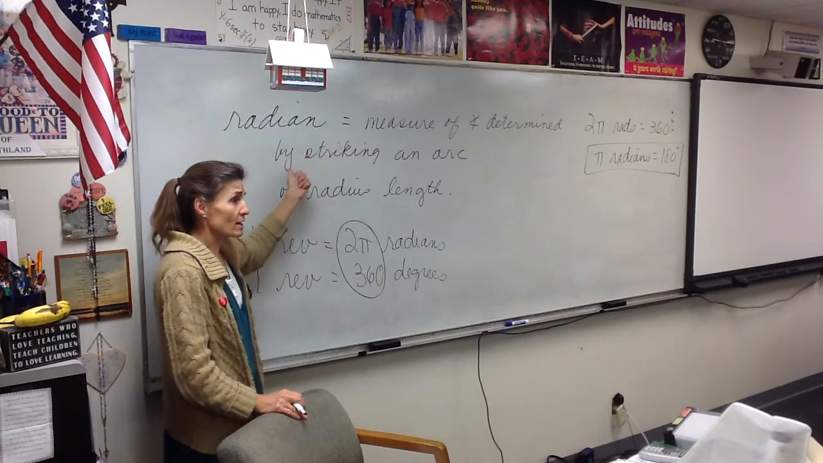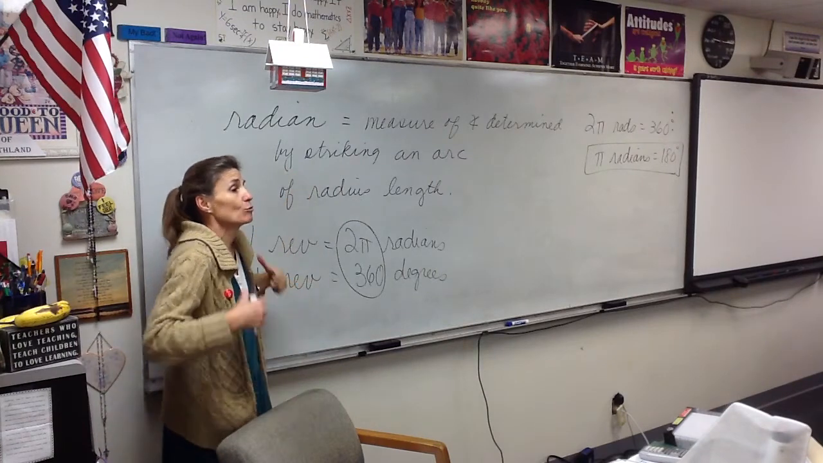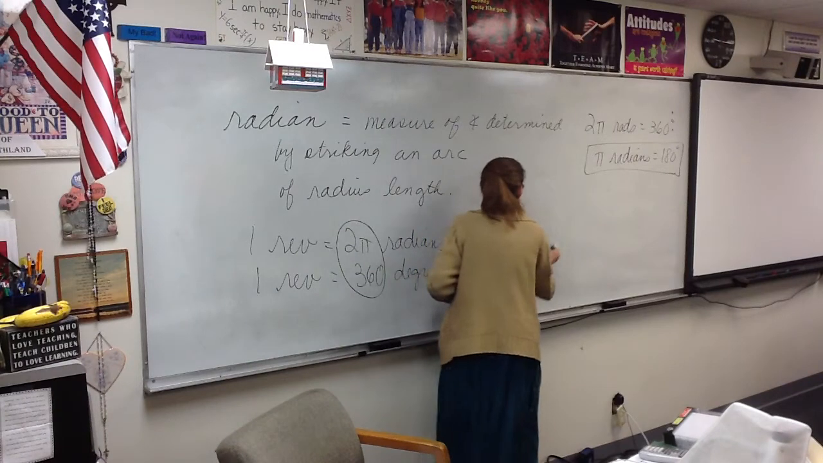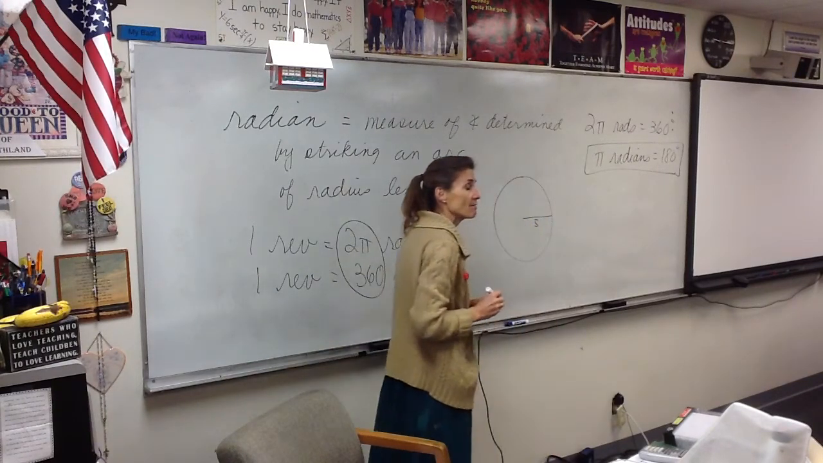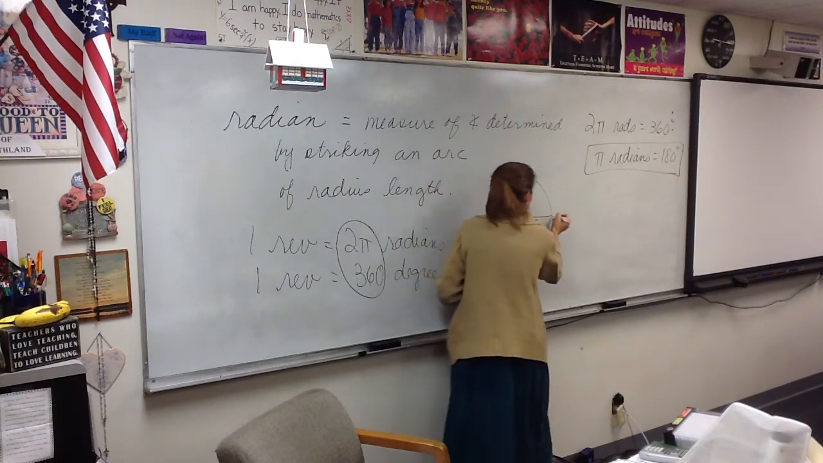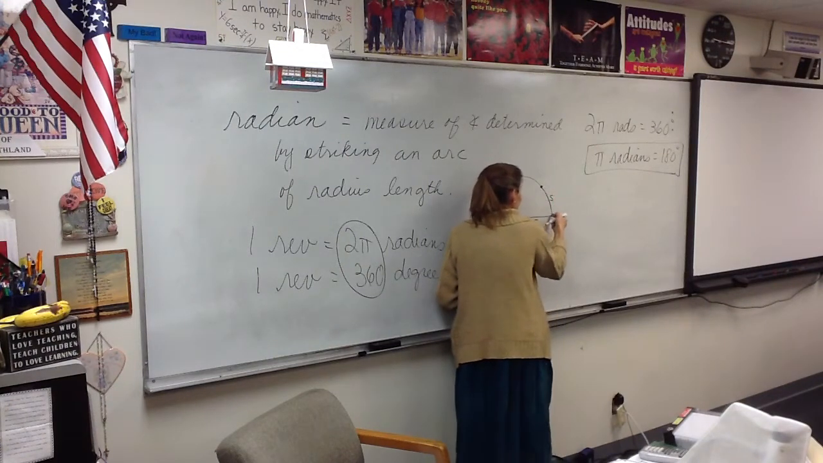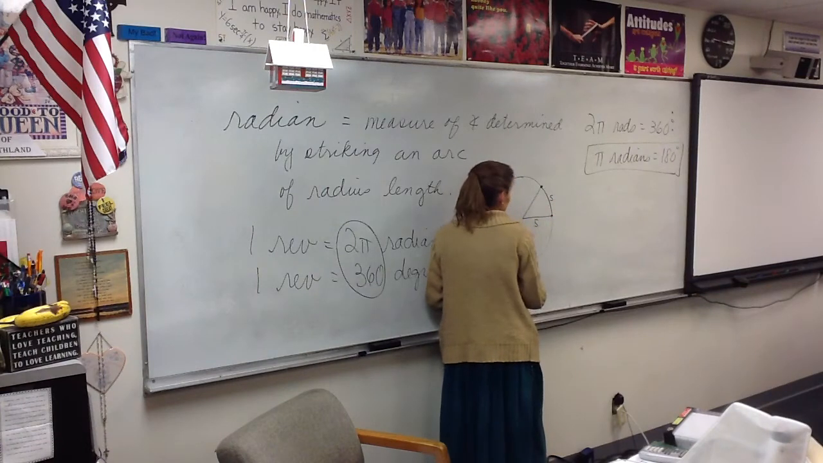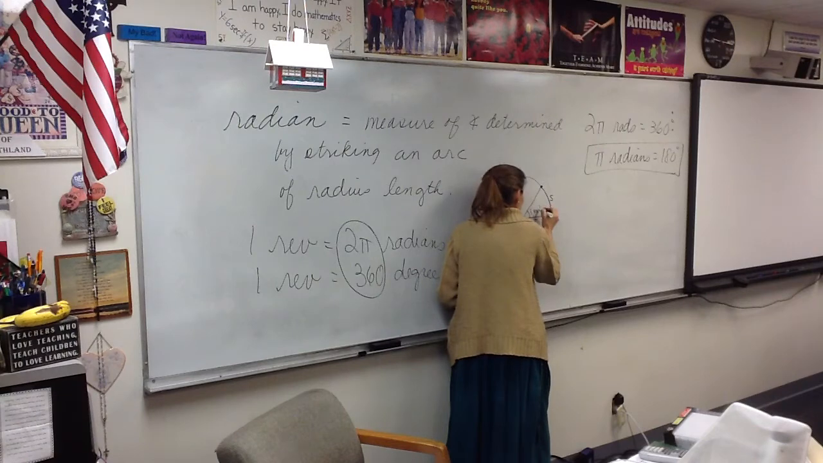I told you this was organic, and what I meant by that was this isn't made up. This grows out of our study of circles. If we take a circle and the radius of the circle is, let's say, 5. If you took a piece of string 5 units long, that's radius length, and wrapped it around this circle, the angle that that determines is 1 radian.